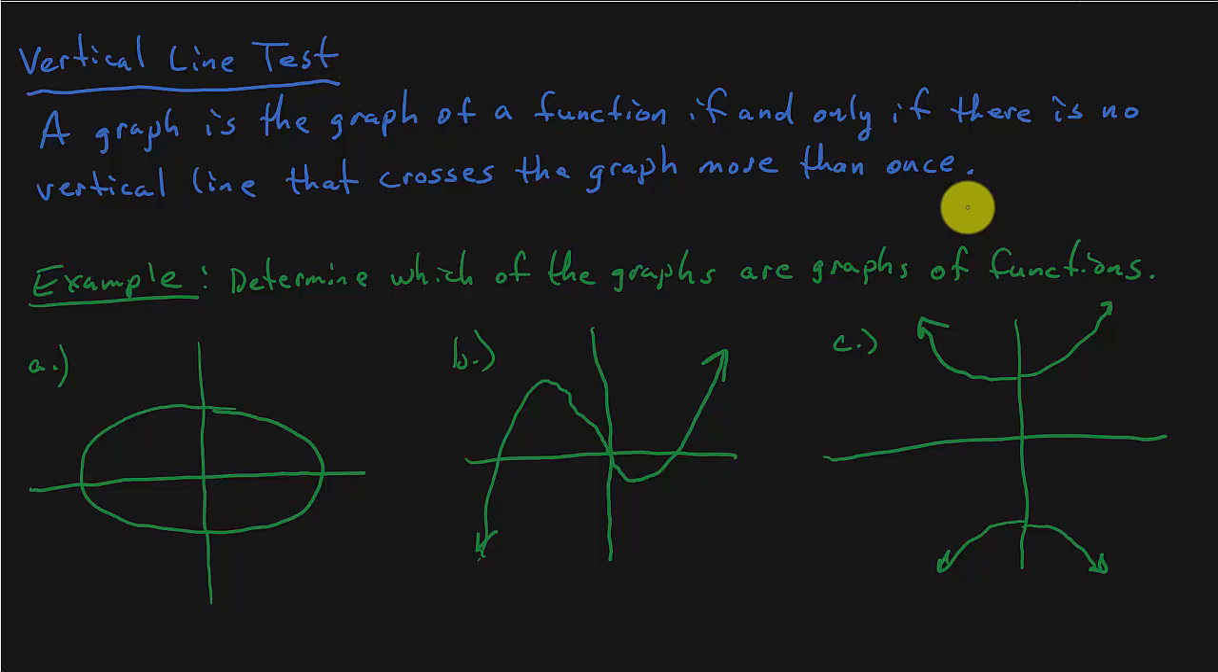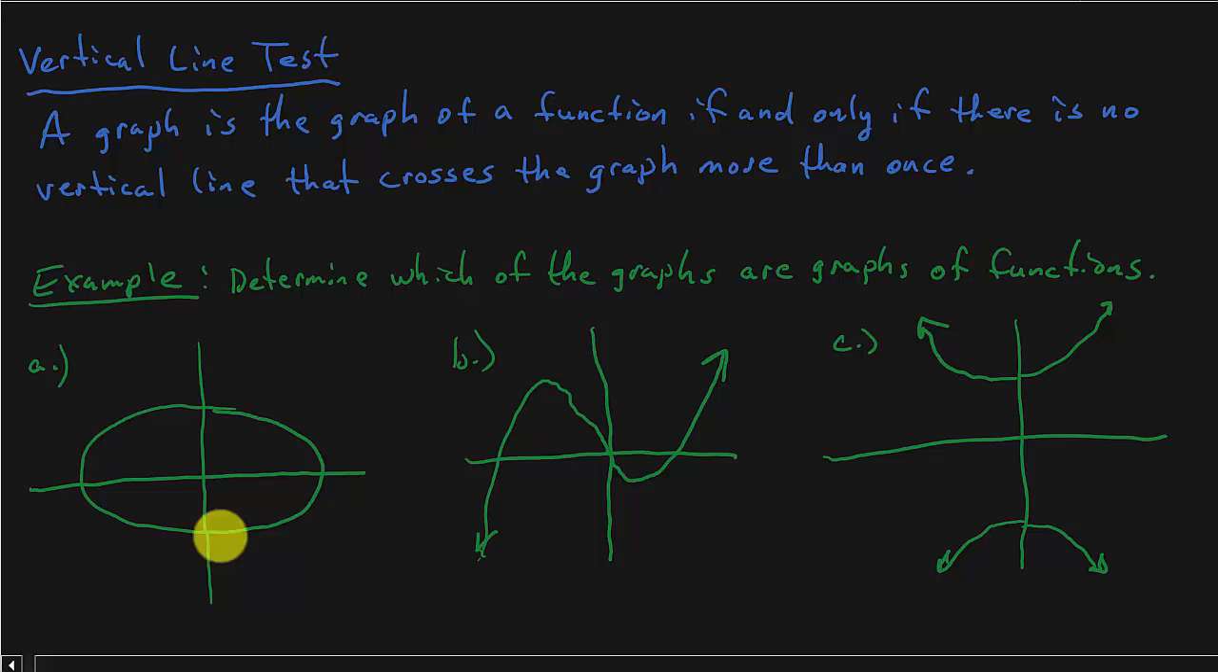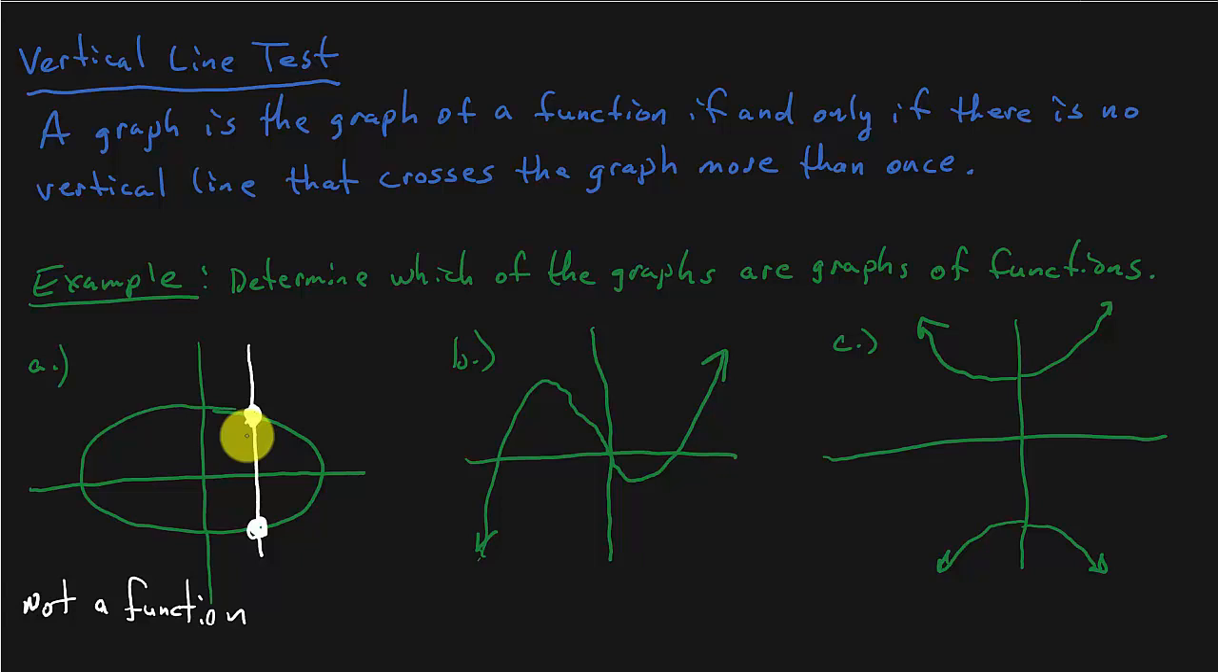So let's look at the example. Determine which of the graphs are graphs of functions. So for problem A, this is not a function. Because look, if we draw a vertical line, do you see how it intersects the graph here and here? It intersects that graph in more than one point. So that means it's not a function.